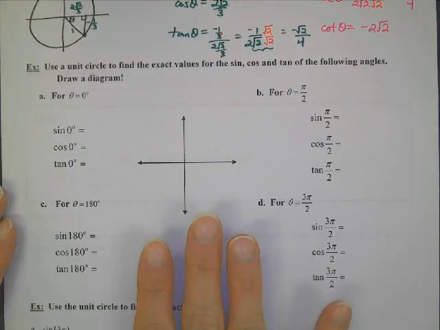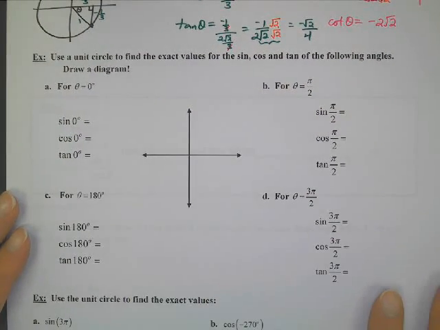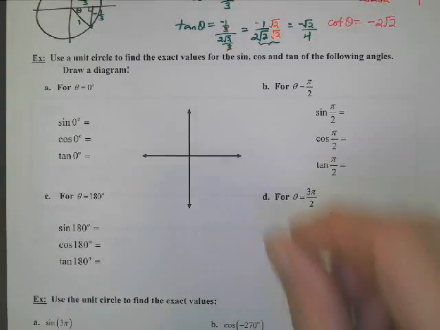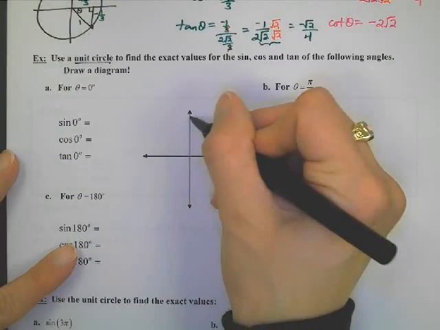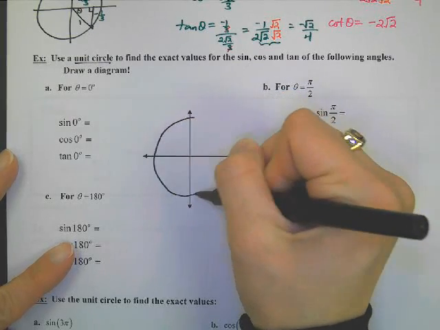Things are going to get a little bit easier here when we have our quadrantal angles. Okay, so first of all, let's go ahead and draw a nice unit circle. That means that the radius is 1.